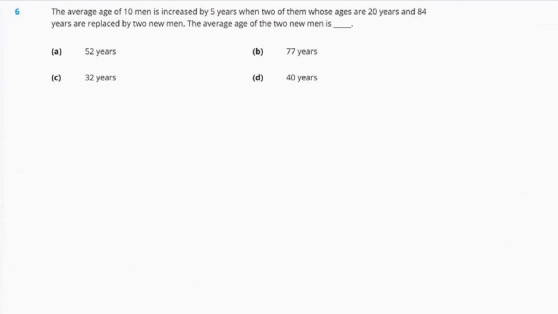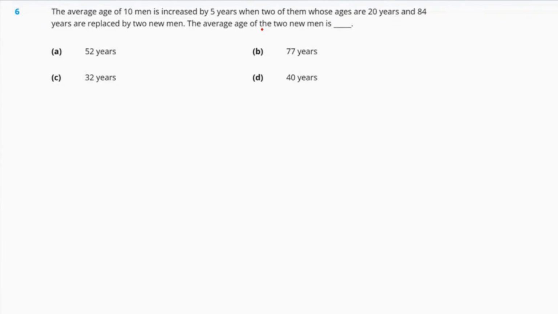Now the next question. The average age of 10 men is increased by 5 years when two of them, whose ages are 20 years and 84 years, are replaced by two men. We are supposed to figure out the average age of the two new men, the ones added in the replacement of the others.